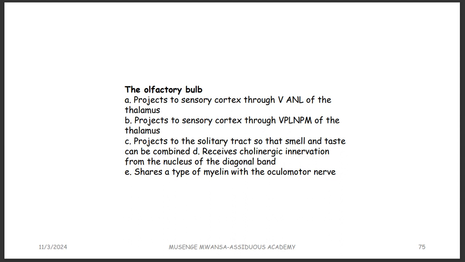Maybe those options are representing other things. C projects to the solitary tract so that smell and taste can be combined. D receives a cholinergic innervation from the nucleus of the diagonal band, shares a type of myelin with the oculomotor nerve. Anyone that can help? Or C projects to the solitary tract so that smell and taste can be combined. Is there anyone with a different option?